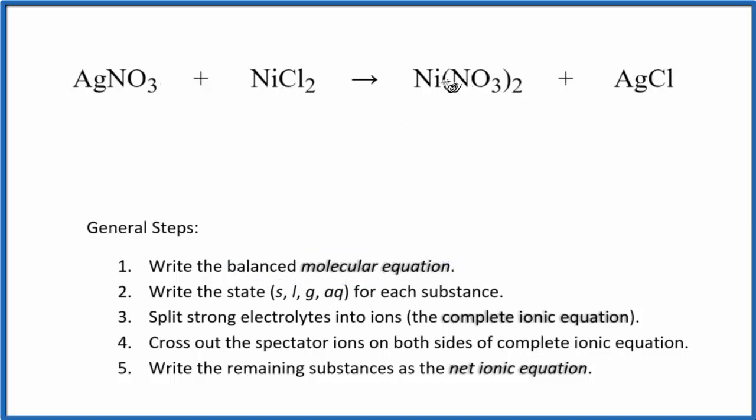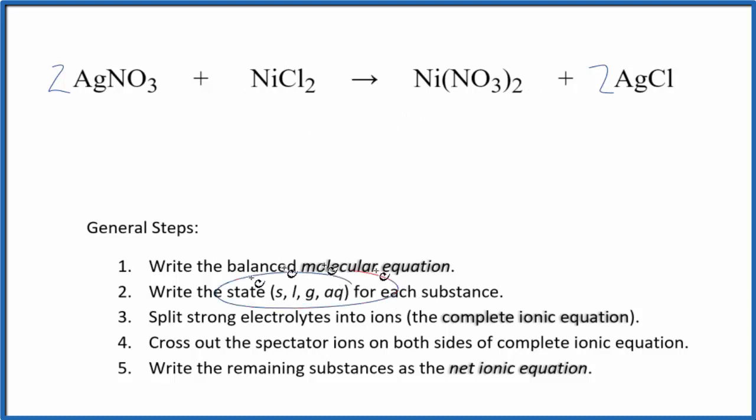So this is our molecular equation, and I can see there are two nitrate ions here and just one here. So I'm going to put a 2 in front of the AgNO3. So the nitrates are balanced. Two silver atoms. Let's put a 2 over here. Those are balanced, but now I have two chlorines. Well, that's good. And then nickel, those are fine as well. That's the balanced molecular equation.